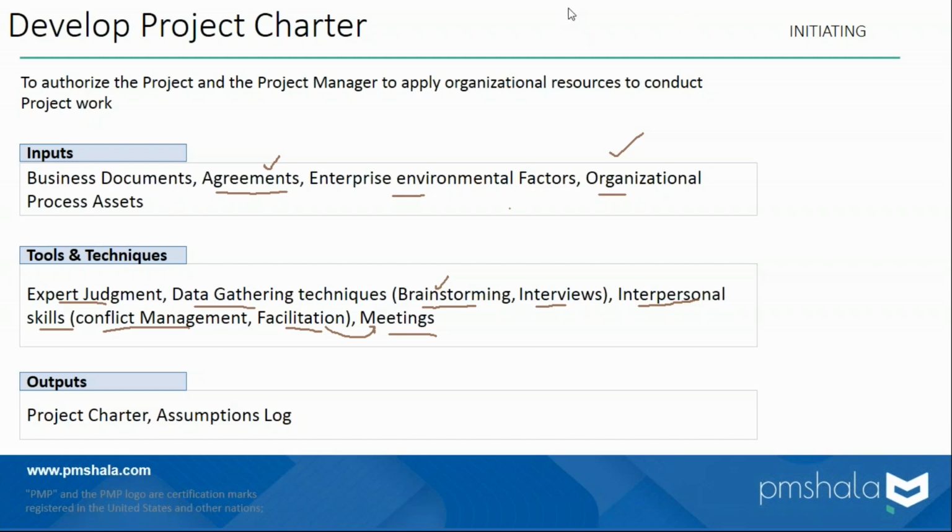And coming to the outputs of the process, the obvious one is the project charter, which is the document that authorizes the project. And another possible output is an assumptions log, which is now set up to capture the major initial assumptions known at this moment. And we'll be maintaining this one all through the project. Many more assumptions will be identified. We'll be capturing all assumptions here. So this is all about the develop project charter process.